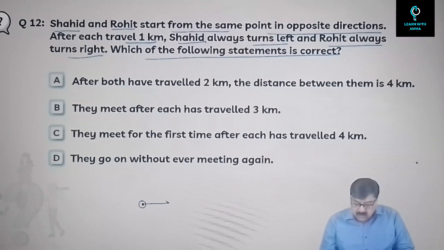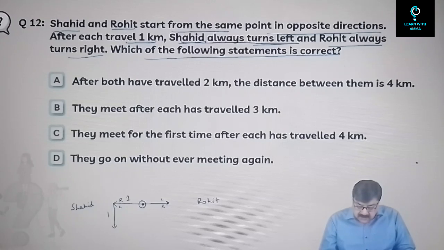This is where Rohit is moving, and this is the direction in which Shahid will move, because they are moving in opposite directions. So this is left, this is right, this is left, this is right. Opposite directions, so opposite left and right. After each travels 1 kilometer, Shahid always turns left. So let us say this is 1 kilometer, turns another 1 kilometer, so this is left and this is right, turns another 1 kilometer.